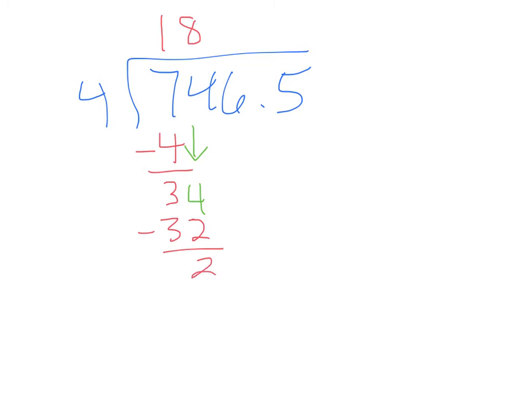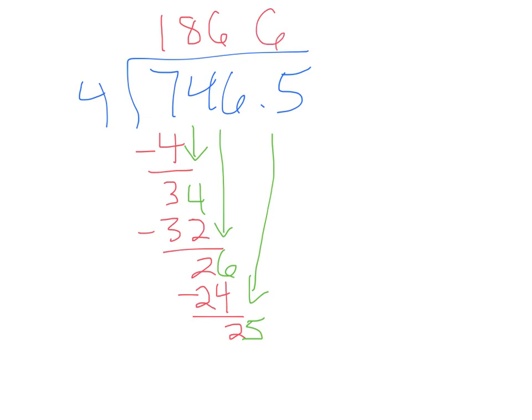Keep going, bring down my next value, which is 6. How many times will 4 go into 26? It goes in 6 times, because 6 times 4 is 24. When I subtract, I get another remainder of 2. I have one more number to bring down, which is my 5. Now how many times will 4 go into 25? It too goes in 6 times, because 6 times 4 is 24. When I subtract, I get a remainder of 1.